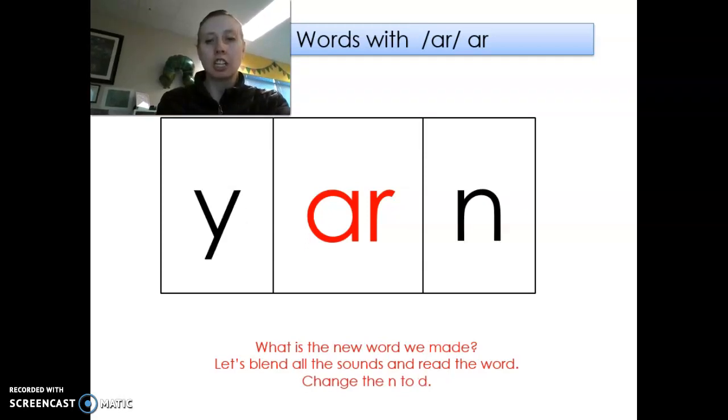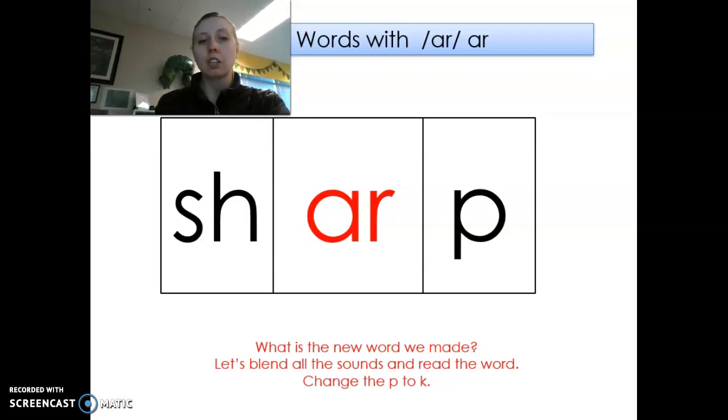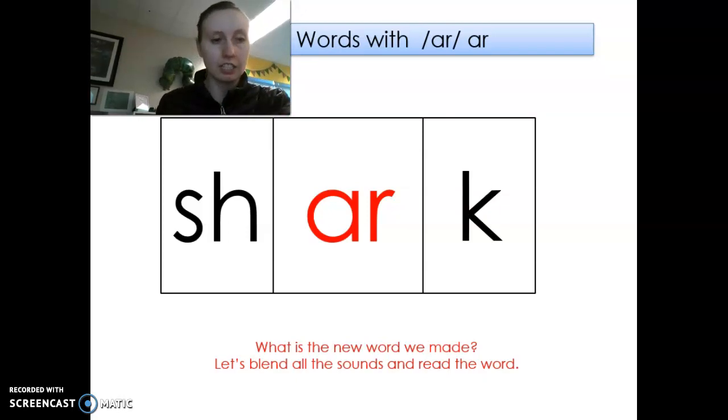Change the b to y: yarn. Change the n to d: yard. Change the y to h: hard. Change the d to p: harp. Change the h to sh: sharp. Change the p to k: shark. Okay, very nice, friends.